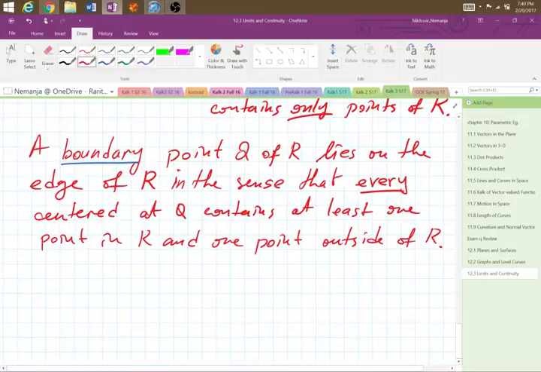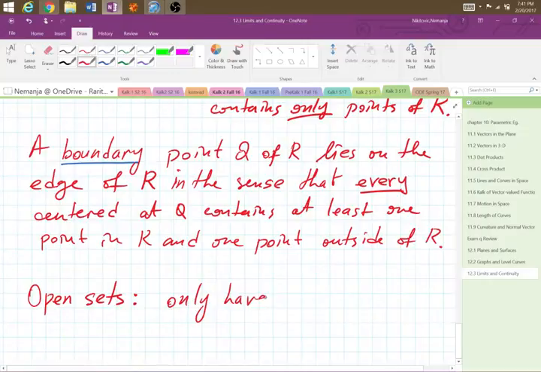And now with these definitions we can define open and closed sets. So a region is called open if it consists of interior points, and a region is closed if it contains all of its boundary points. So now open sets only have interior points, which makes sense, right? No boundary.